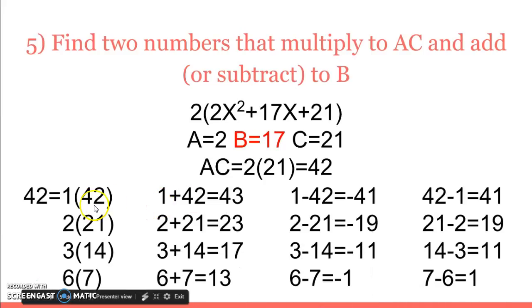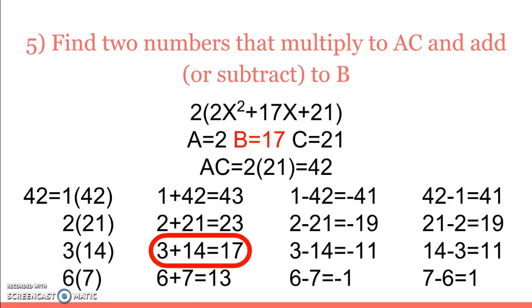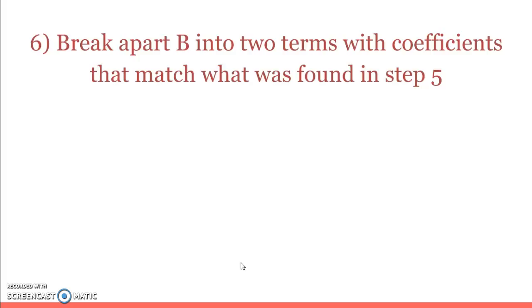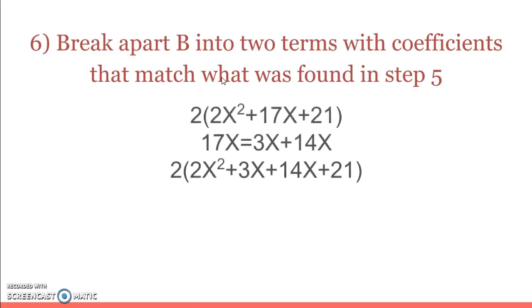So as you can see, there's a lot of different options here. You don't actually have to calculate all of them out for every option. You just want to go as far as it takes for you to find the correct one. So using educated guesses might be helpful. In this case, we saw that 3 and 14 gave us 17. So we're going to use that, and we want to use those to break b into two different terms with our coefficients of 3 and 14.